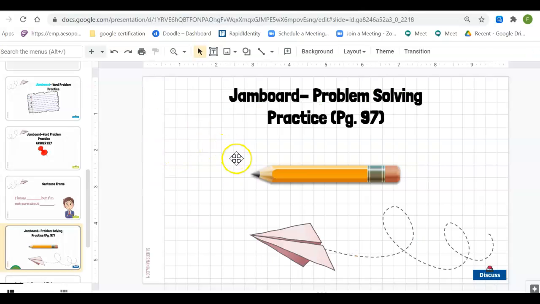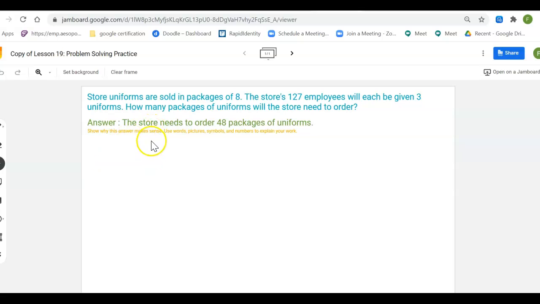So we're going down a couple more slides. Another Jamboard problem solving practice. So for this next Jamboard, store uniforms are sold in packages of 8. The store's 127 employees will each be given 3 uniforms. How many packages of uniforms will the store need to order in order to give each of the employees 3 uniforms? And the answer has already been provided here for you.